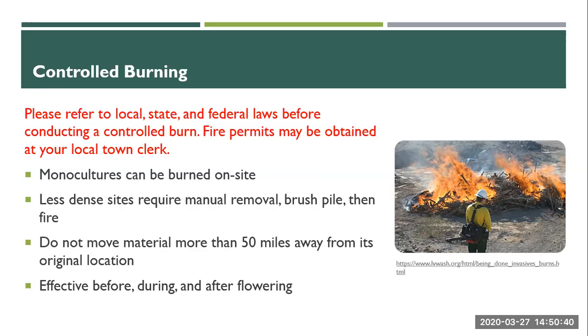It's important not to move any material that you remove more than 50 miles away from its original location. This applies mostly to firewood, so if you were cutting down an invasive tree such as Norway maple or black locust and wanted to use that for firewood, it's important not to move that more than 50 miles. The same thing goes for native trees, because native trees can have invasive pests in them. So don't move firewood more than 50 miles away to reduce the risk of spreading pests and invasive species.